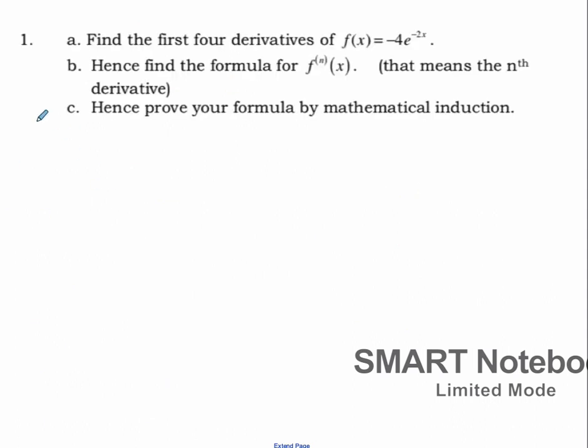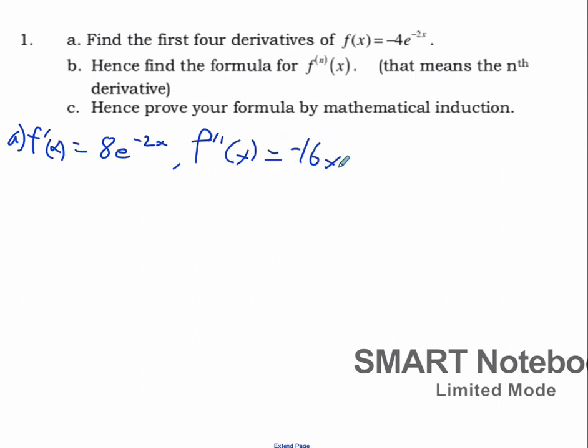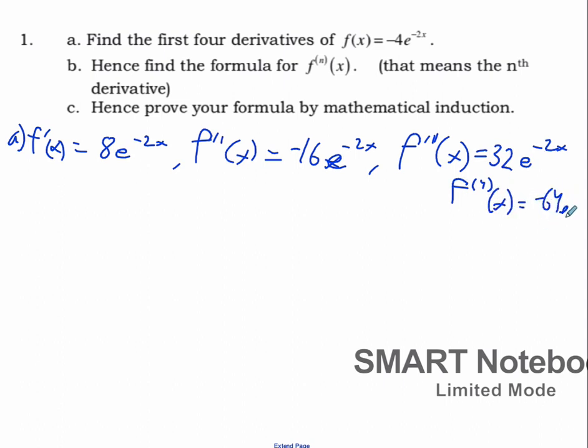Okay, next example. It's asking us to find the first 4 derivatives, so let's list them out. First derivative. By chain rule, you're going to do the derivative of that, which is negative 2 times that, so you're going to have 8 e to the negative 2x, and you find the derivative again, multiply by negative 2, you're going to get negative 16 e to the negative 2x. And the next derivative, you're going to have 32 e to negative 2x, and then the fourth derivative, which you write like that, equals negative 64 e to the negative 2x.